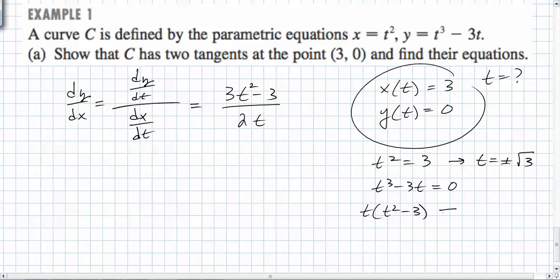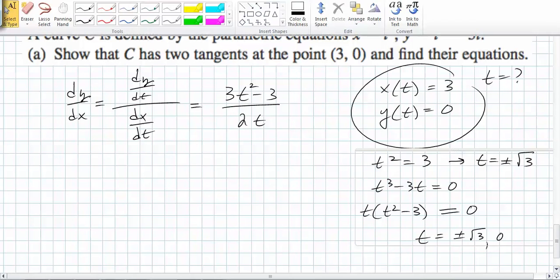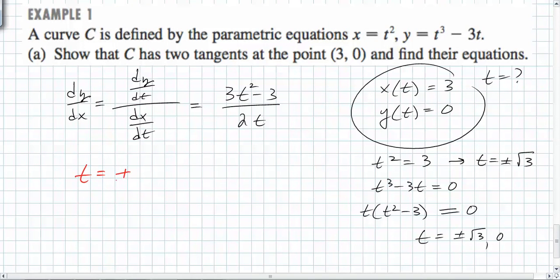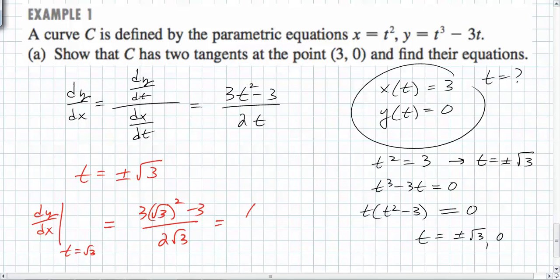So that's going to equal 0, so t is going to be plus or minus root 3. Exactly. So there are two different times that we're looking at, t equals plus or minus root 3. So we're doing dy/dx when t is equal to, let's say, root 3 first. What's that going to be? 3 root 3 minus 3 over, so that's 9 minus 3 is 6 over 2 root 3. So it's 3 over root 3, and you can keep it like that, that's fine.